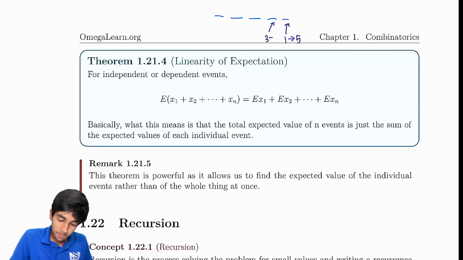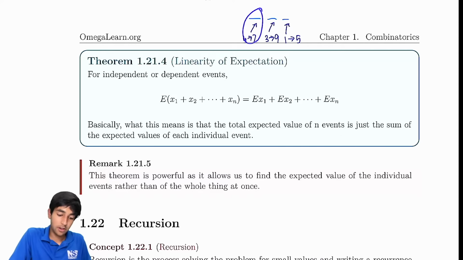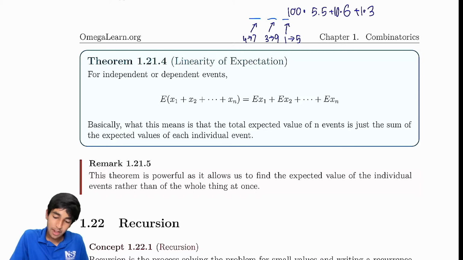This number is going to be something between 3 and 9. This number is going to be something between 4 and 7. What is the expected value of this number? You could just say, okay, what's the expected value of this hundredths digit? That's just 4 plus 7 divided by 2, 5.5. The expected value of the tenths digit, 3 plus 9 divided by 2, that's just 6. The expected value of the ones digit, 1 plus 5 over 2, 3. So you would just be like, okay, 100 times 5.5 plus 10 times 6 plus 1 times 3. And you would just add this up.